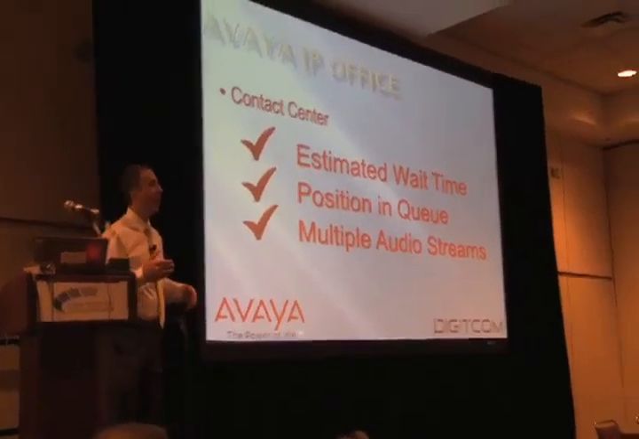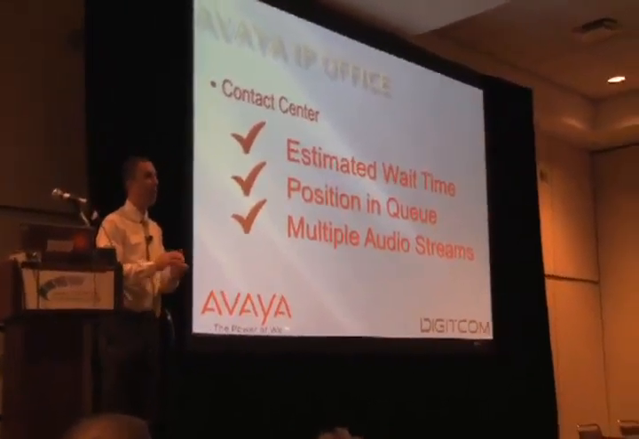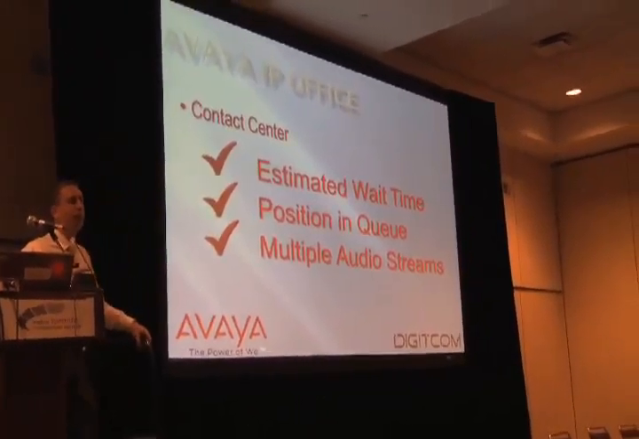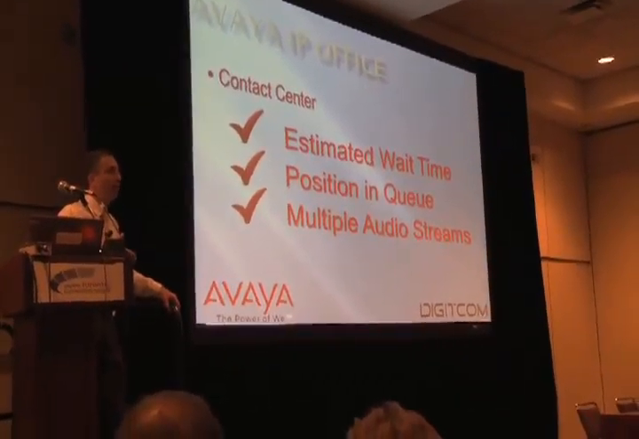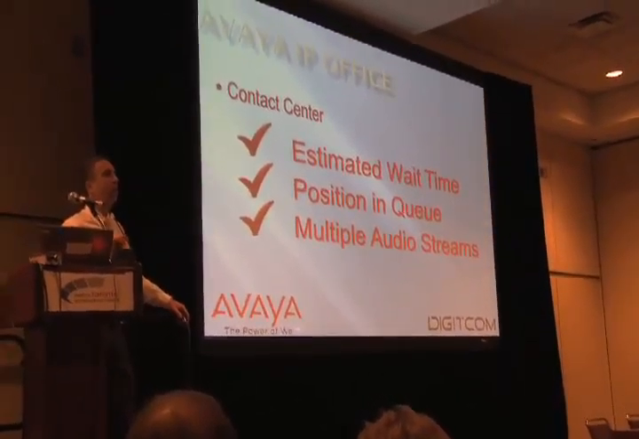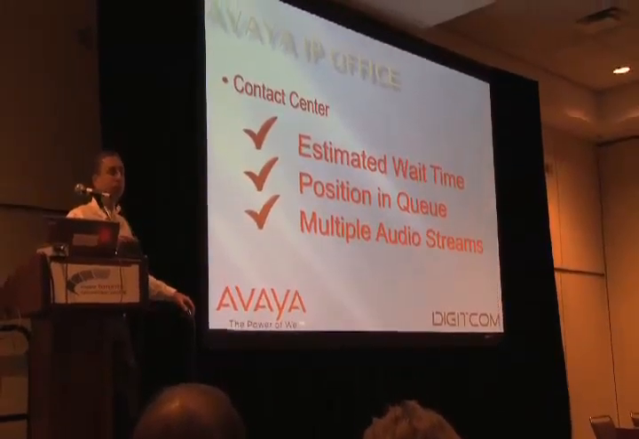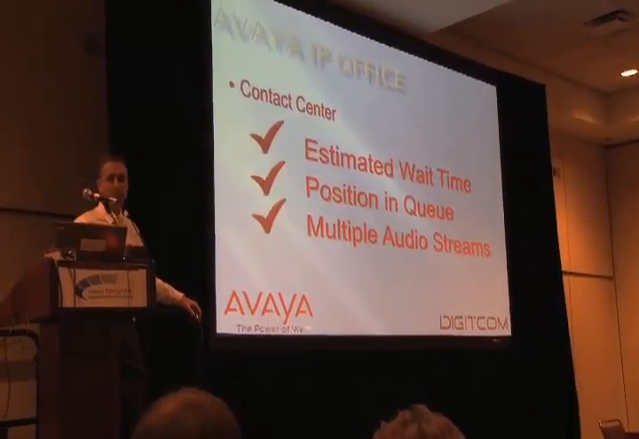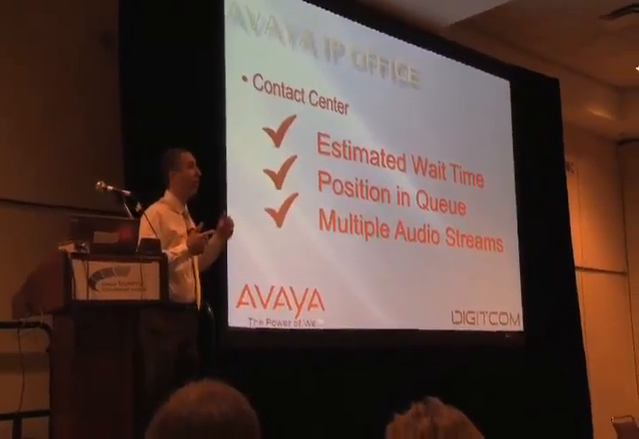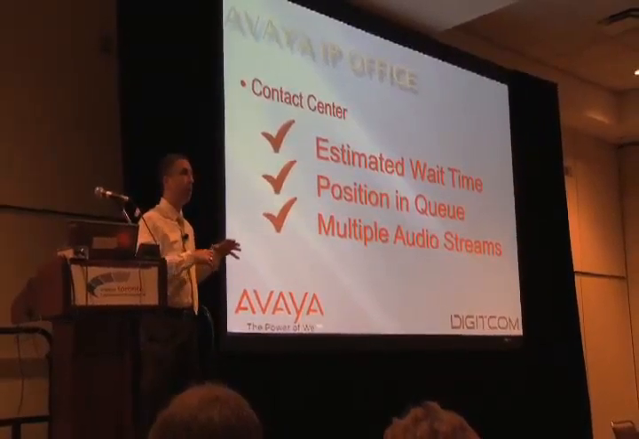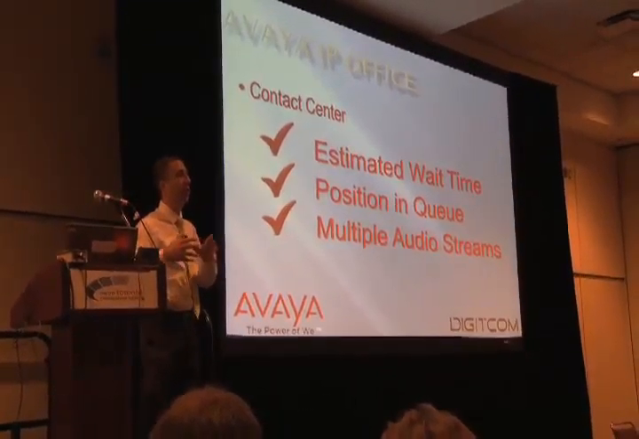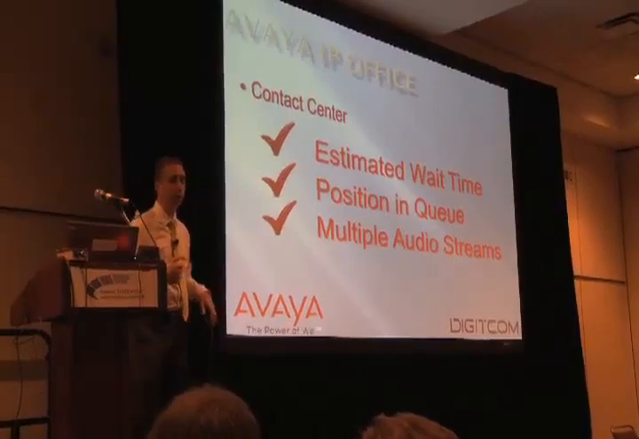Some of the other things that are built in from a call center perspective. So you could say, thank you for calling company ABC. All our agents are busy. Our estimated wait time is 2 minutes. Your position in queue is 3. And then multiple audio streams. So you could say, for example, an agent calling in for an English queue will hear their announcements in English. Agent calling in a French queue will hear their announcements in French.